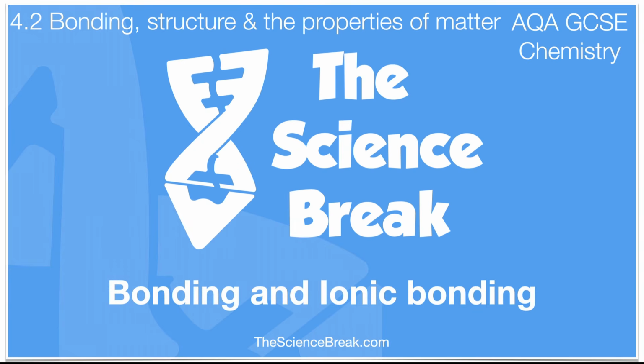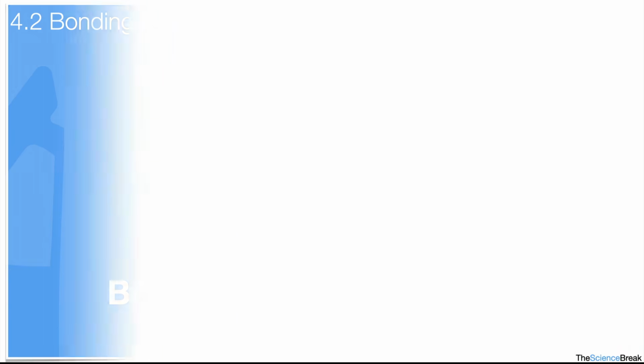We're going to first look at bonding and ionic bonding. So in terms of bonding overall, we have chemical bonds. These are bonds between atoms in an element or a compound. There are three strong chemical bonds that we need to know about. They are ionic, covalent, and metallic.